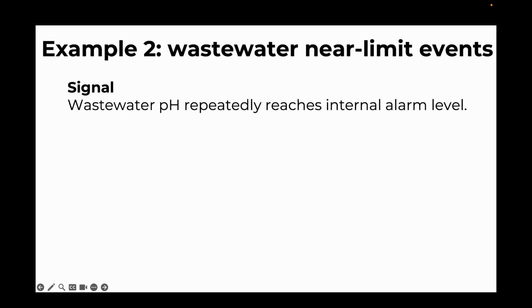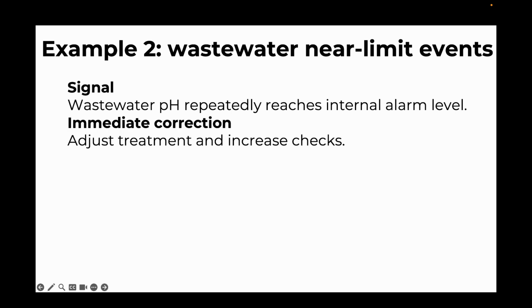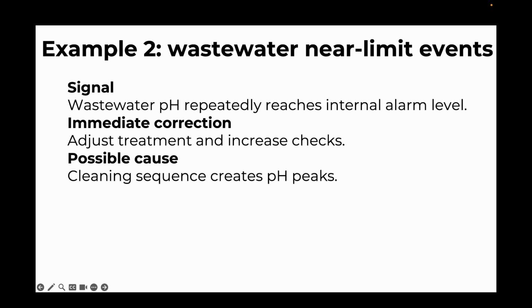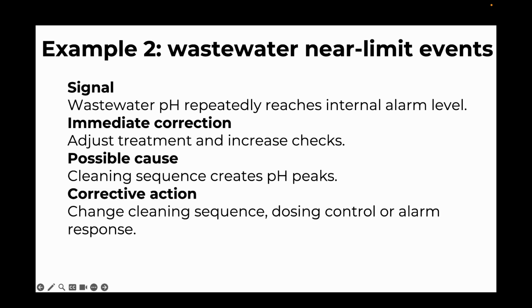Let's see another example. Now, consider wastewater near limit events. The signal is that wastewater pH repeatedly reaches the internal alarm level. Now, the immediate correction may be to adjust treatment and increase checks. The investigation may show that the cleaning sequence creates pH peaks. The corrective action may be to change the cleaning sequence, improve dosing control, or revise the alarm response.